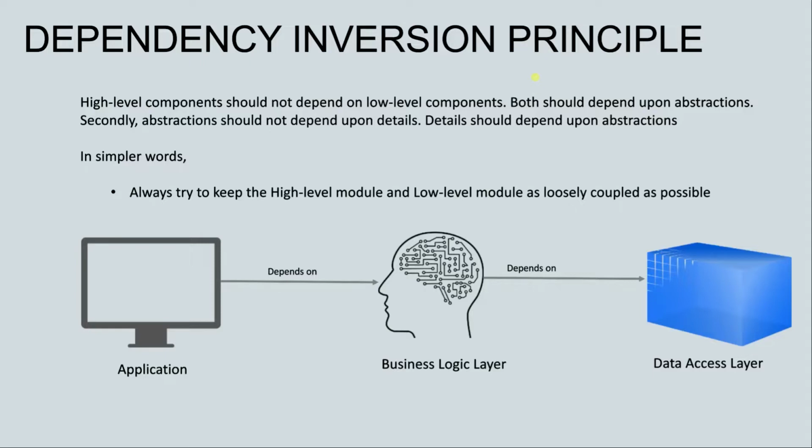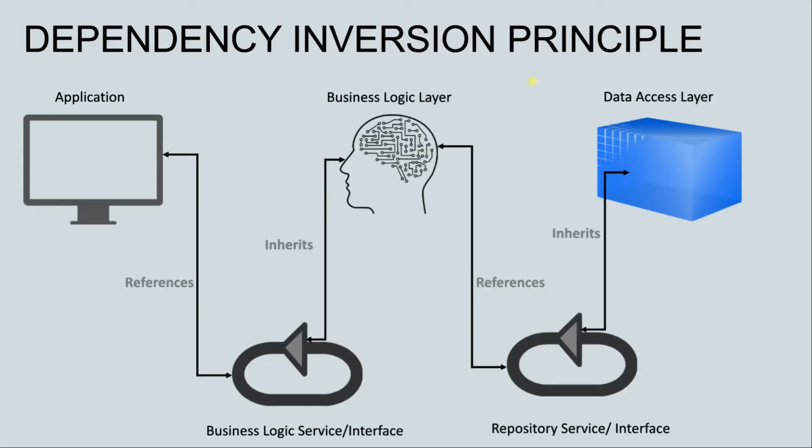Usually, the application depends on the business logic layer, and this in turn depends on the data access layer. Most of the time, we see these are tightly coupled, and this leads to heavier maintenance of the code. But how should it be? The main motto of the dependency inversion principle is to achieve loose coupling.